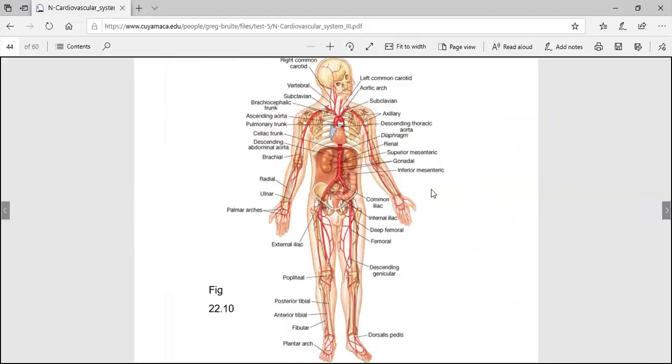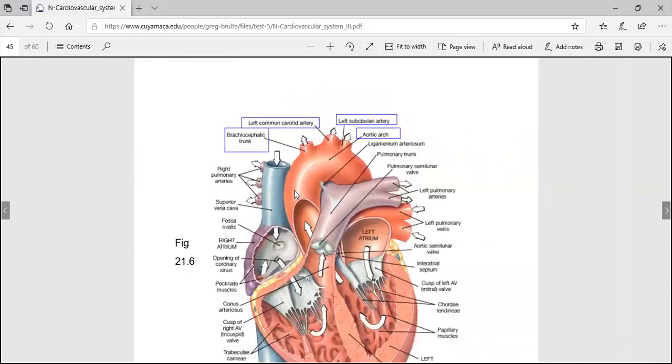And a lot of things are just named after bones or regions, right? So you're going to have axillary artery, brachial artery, then you're going to have radial and ulnar. And I got a better picture of that somewhere. There's everything we've named. I don't like the way they drew the fossa ovalis. It should be way over here. It's in between the 2 atria.